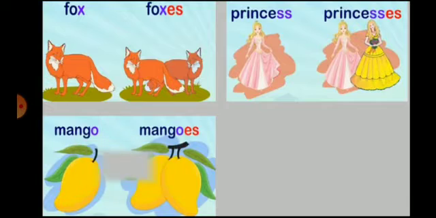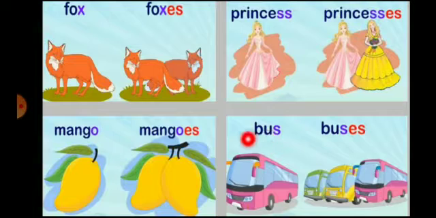Now, fox, there is x. So, we will add es and it becomes foxes. Princess, see the last letters, that is double s. So, we just add es to it. We write the whole spelling as it is, then we add es to it and it becomes princesses. Mango, o is there at the end. So, we add es to it and it becomes mangoes. One bus, many buses, es to make its plural.